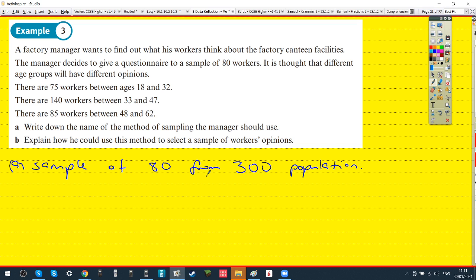Would you need to divide 300 by 80? Let's do it the other way around, 80 divided by 300, which is 0.26 recurring 7. And what is it as a fraction? 4/15. Okay, so 4/15ths. And so, any idea how you'd work out in your sample how many should be between each age?